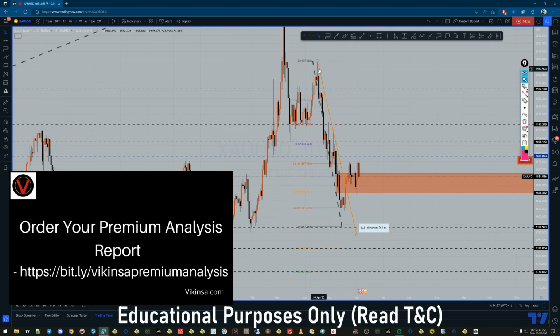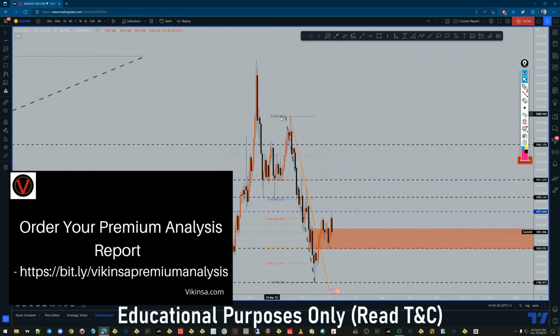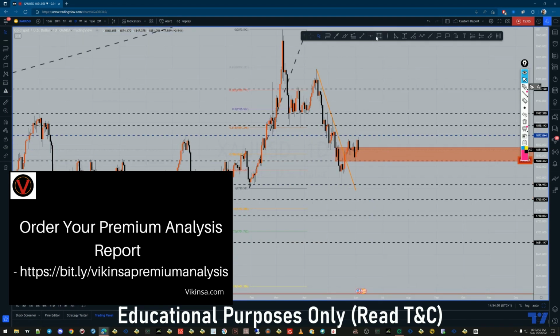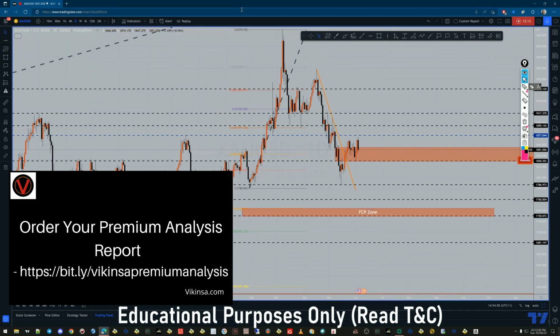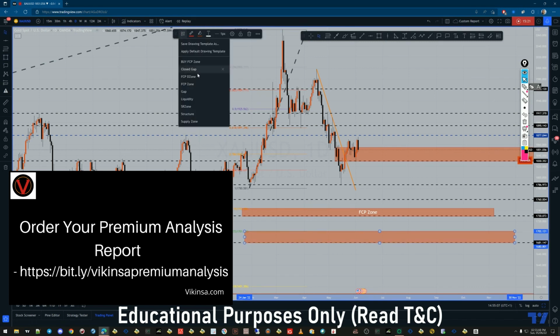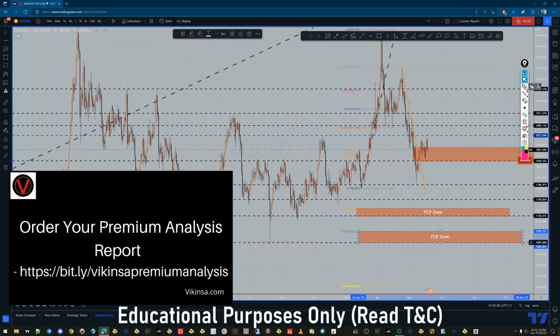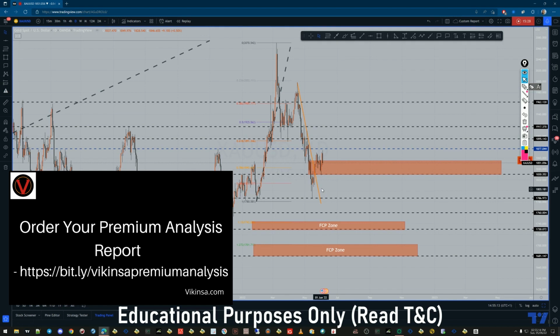Right, so this is your FCP zone here. This is where the market can fall to, and another FCP zone is around here. So that 1700 to 1680, remember we were just talking about, because we have a triple bottom there, so that is also a possibility. Okay, so these are the levels.